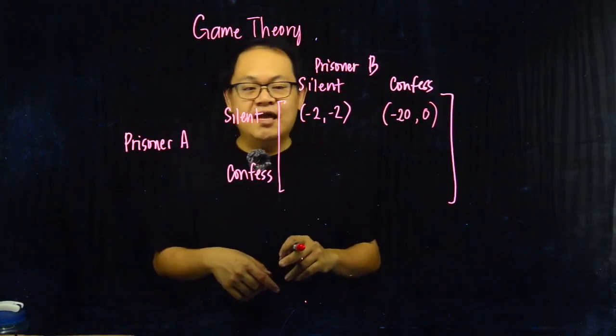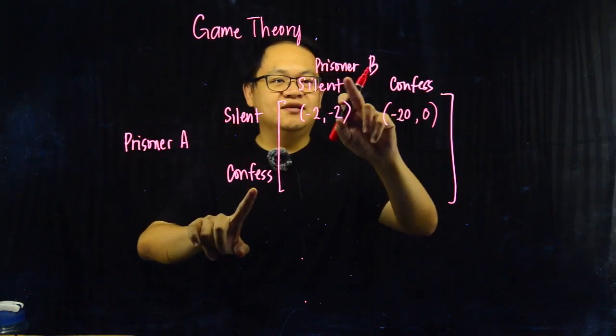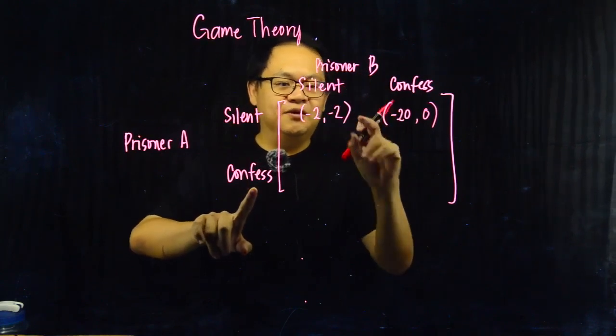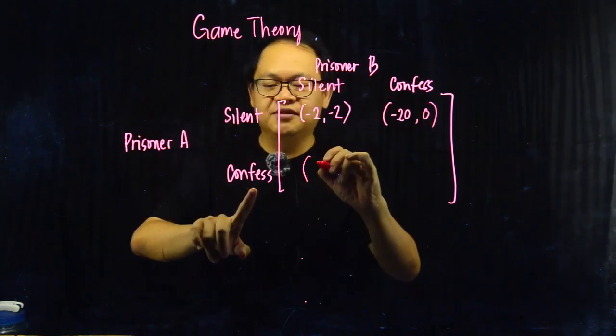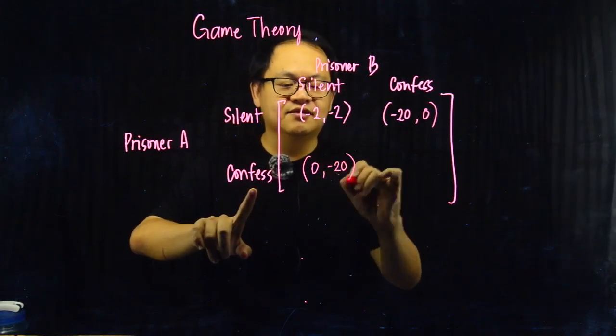witness. At the same time, if prisoner A confesses and prisoner B stays silent, it will be the same scenario but opposite. And therefore, prisoner A will not get any jail time and prisoner B will get 20 years in prison.